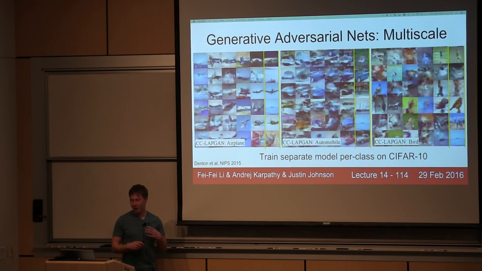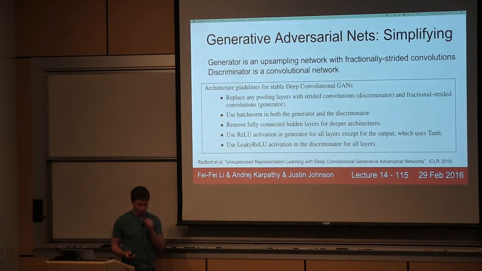So in the following year, people actually threw away this multi-scale idea and just used a simpler, better, more principled ConvNet. So here, the idea is to forget about this multi-scale stuff and just use batch norm, don't use fully connected layers, all these architectural constraints that have become best practice in the last couple of years. Just use those, and it turns out that your adversarial nets then work really well.